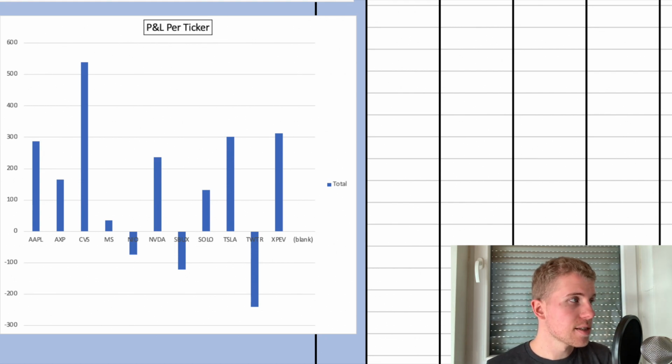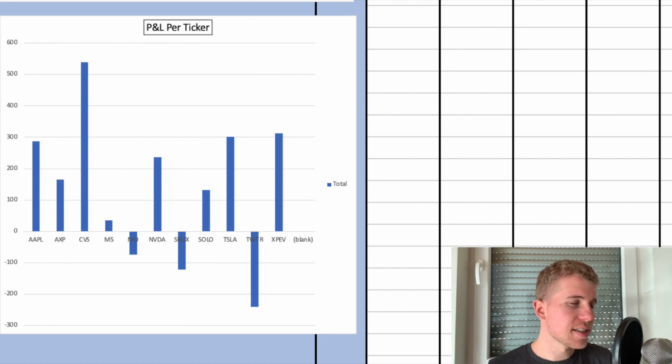Personally, this is something that really brought me a lot of insights when I started recording my trades and looking at which tickers have been the most profitable for me. Usually this is not something that is shown by the broker, which tickers have been the most profitable for you. Hence why I wanted to include it in this spreadsheet so you can have some insights.